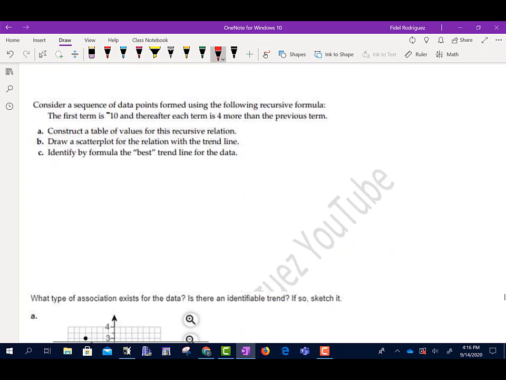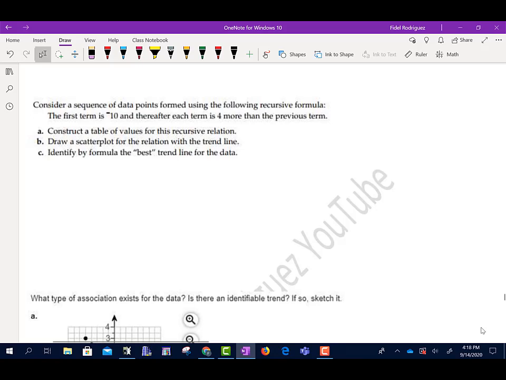So it says consider the sequence formed using the following recursive formula. The first term is -10, and thereafter each term is 4 more than the previous term. It says construct a table of values for this recursive relation, draw a scatter plot for the relation with a trend line, and identify by formula the best trend line for the data. Okay, so let's do that.